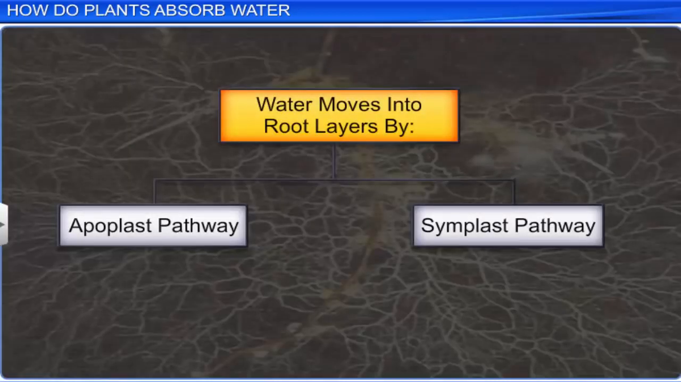However, irrespective of how water is absorbed, water moves deeper into the root layers through two pathways, that is, apoplast and symplast.